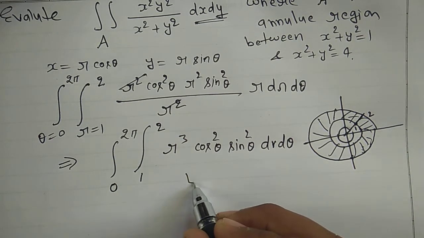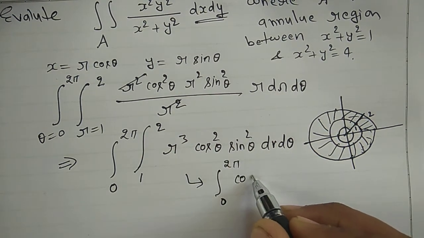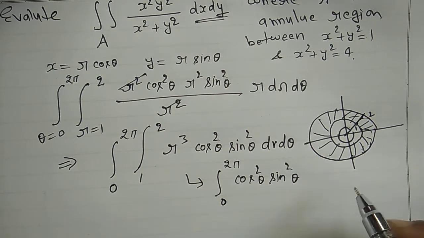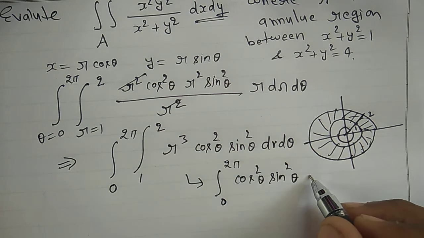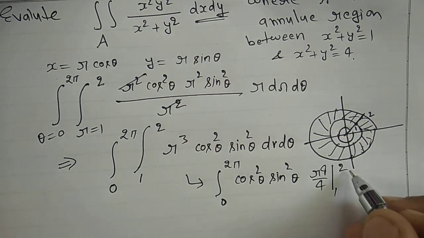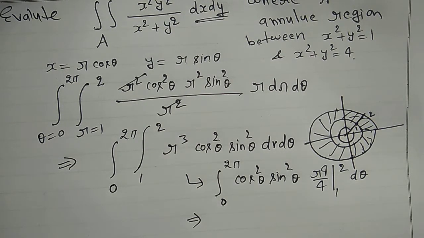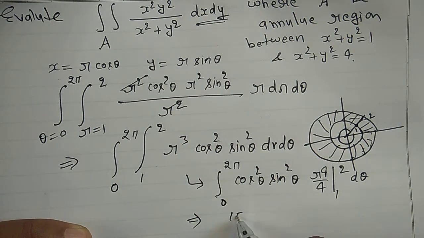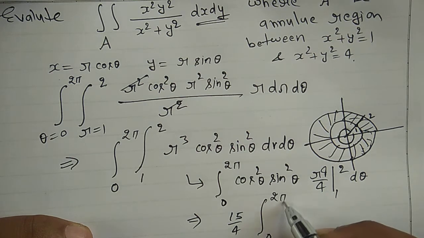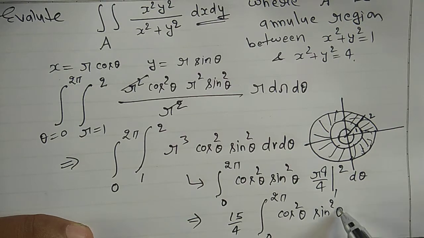So if you integrate, we get 0 to 2 pi and we keep cos square theta sin square theta, and the integration of r cube is r power 4 by 4, with limit 1 to 2, and d theta. So this will be 15 by 4, integration 0 to 2 pi of cos square theta sin square theta d theta.